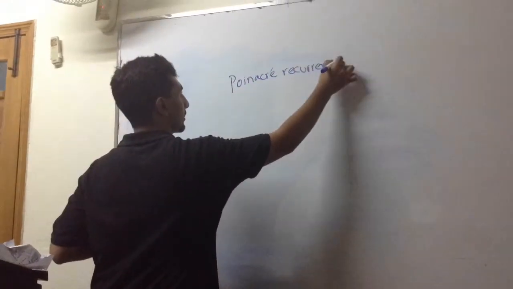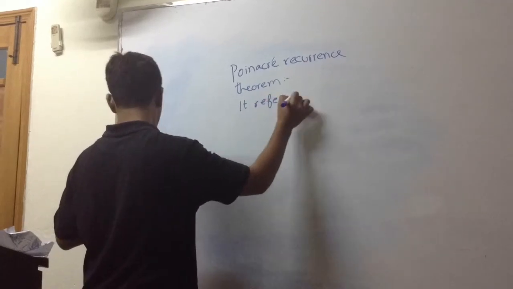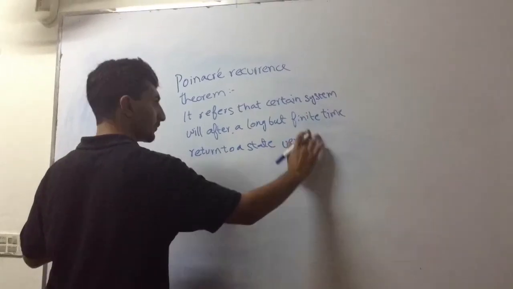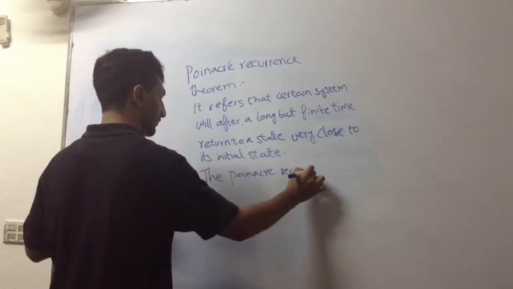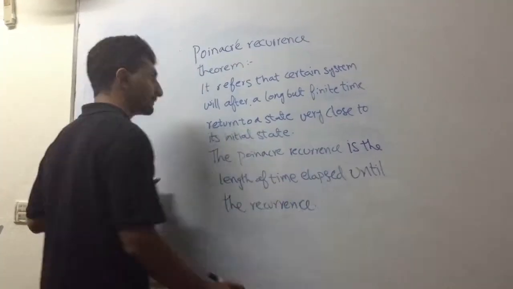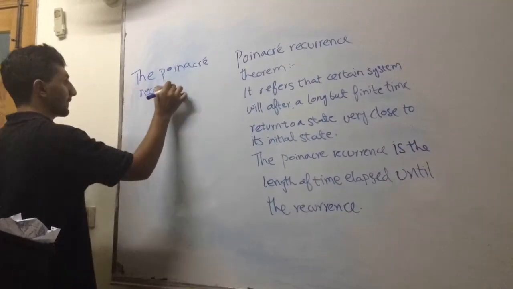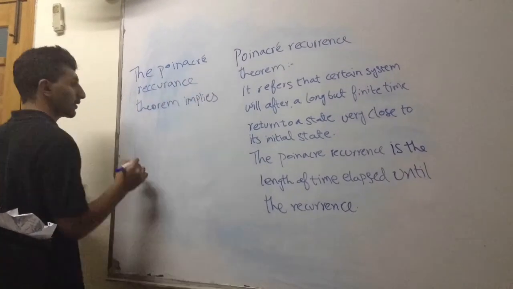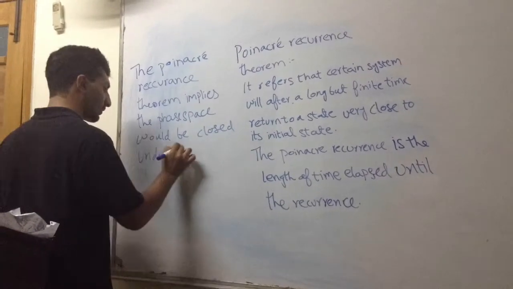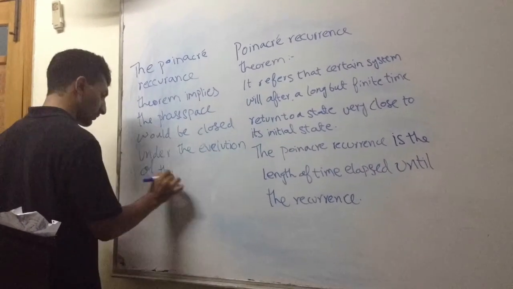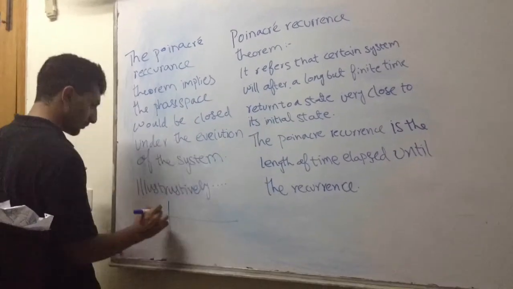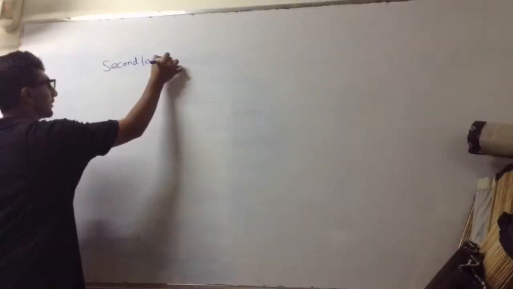Coming to the Poincare recurrence theorem. The Poincare recurrence theorem states that a certain system will, after a long but finite time, recur to a state very close to its original state. The Poincare recurrence time is the length of time elapsed until the recurrence. The theorem implies the phase space would be closed during the evolution of the system. By illustration, I have drawn a closed diagram.